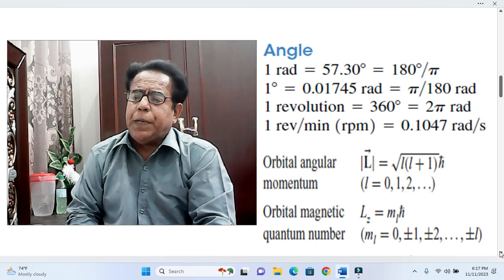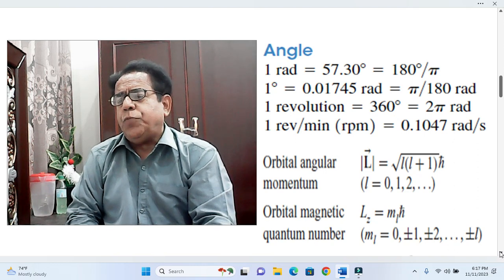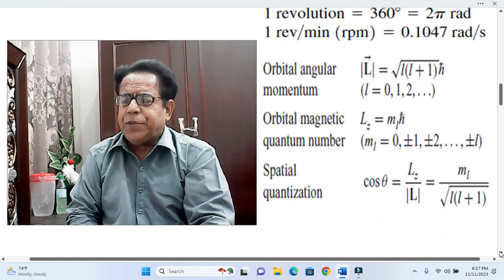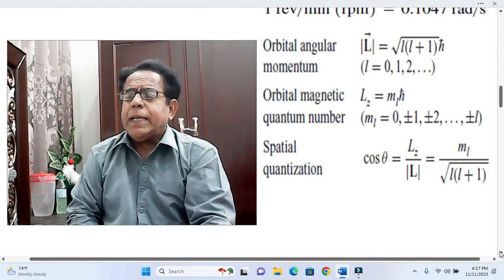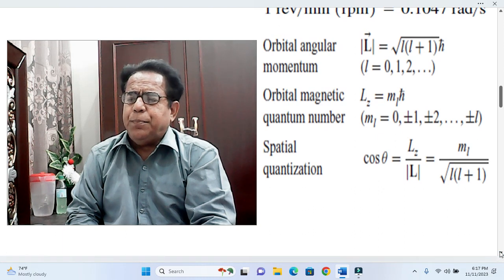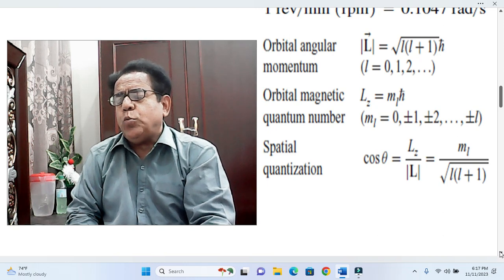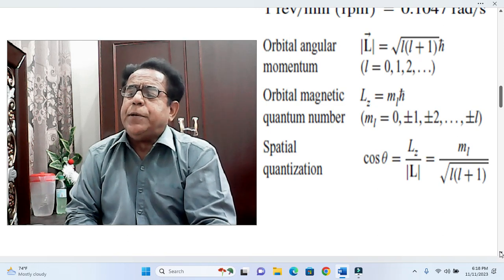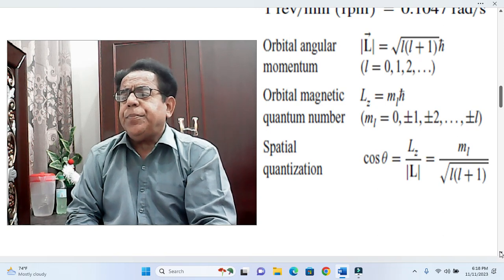1 revolution per minute, written in brackets as rpm, is equal to 0.1047 radian per second. In the next snapshot several formulas have been shown. First is about orbital angular momentum. The modulus of capital L vector is equal to the square root of small l into small l plus 1, times h cut, where h cut is outside the square root, and h cut is equal to Planck's constant divided by 2 pi. It is also called h reduced or h bar.